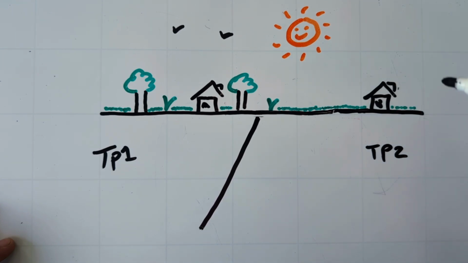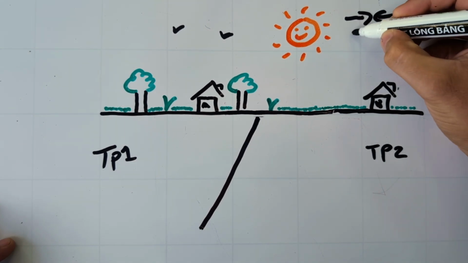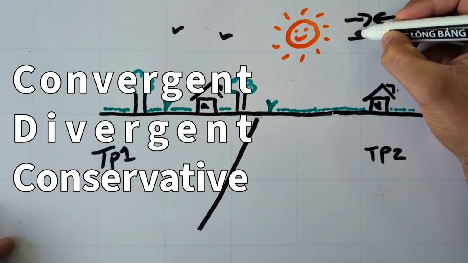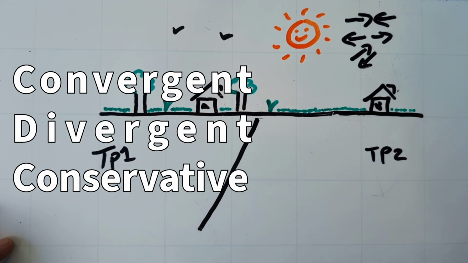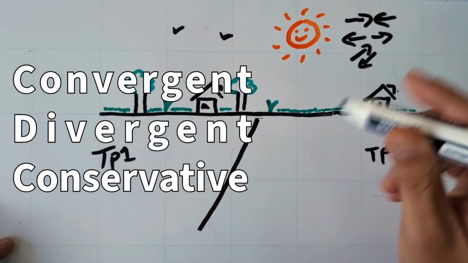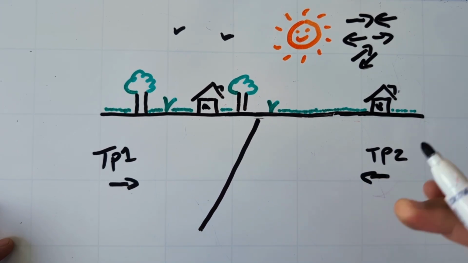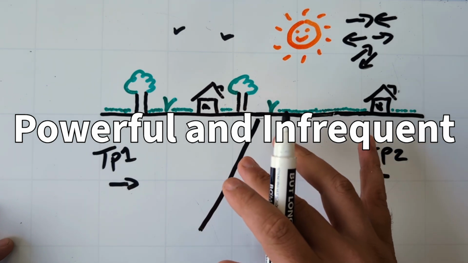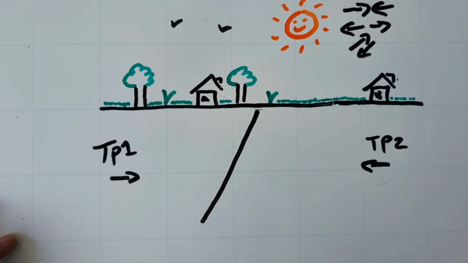The second thing that's a problem for this settlement is there are 3 types of tectonic plate boundary: convergent, divergent, and when they move side by side, conservative. Now, unlucky for them, this is a convergent plate boundary, so the 2 plates are moving in opposite directions. The characteristics of these earthquakes are very powerful and infrequent, meaning they don't happen very often, but when they do, it's a problem. Okay? So, what happens?